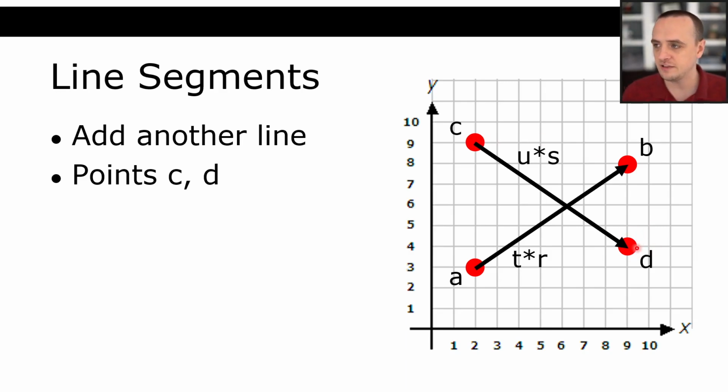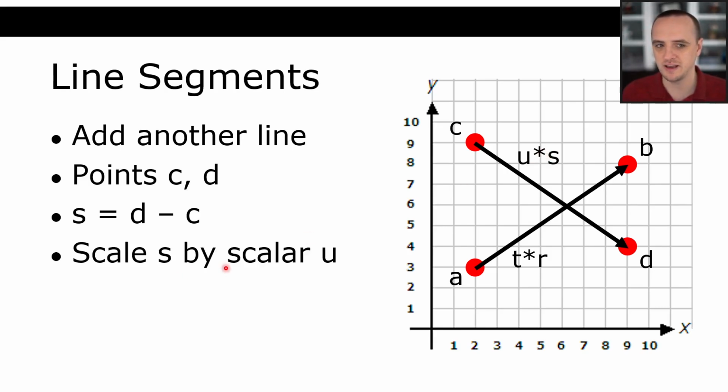If we're taking D as our destination, then S is going to be D minus C. So we had R going from A to B, now we have S going from C to D. And U is going to be the scalar value for S. So we scale S by a scalar U.